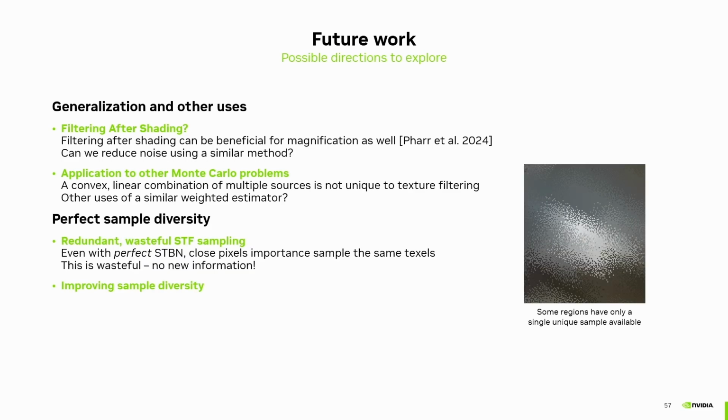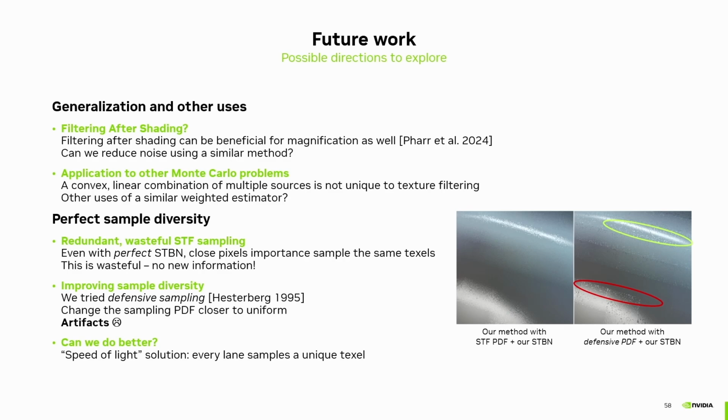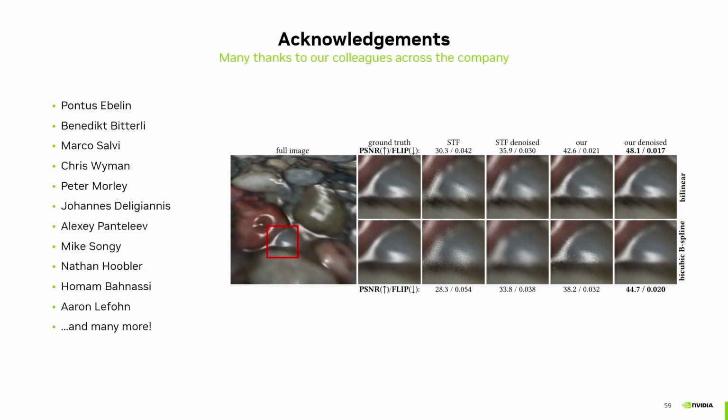And the second main area is how to improve sample diversity. Because even with all those improvements and breaking correlations, we still sometimes filter exactly the same pixels that don't bring extra information. We tried some techniques such as defensive sampling, changing PDFs to more uniform, and they were improving some aspects but bringing artifacts. And the speed of light solution here would be if every lane sampled a unique pixel, but we leave this for future work.